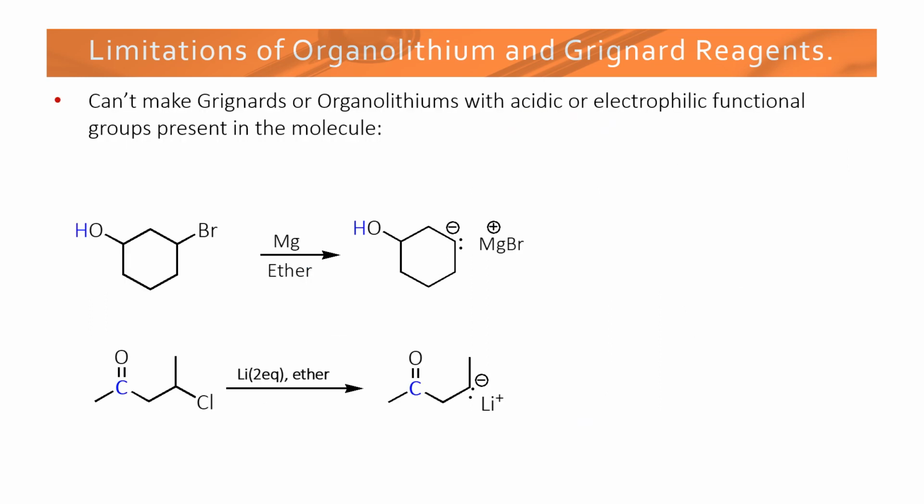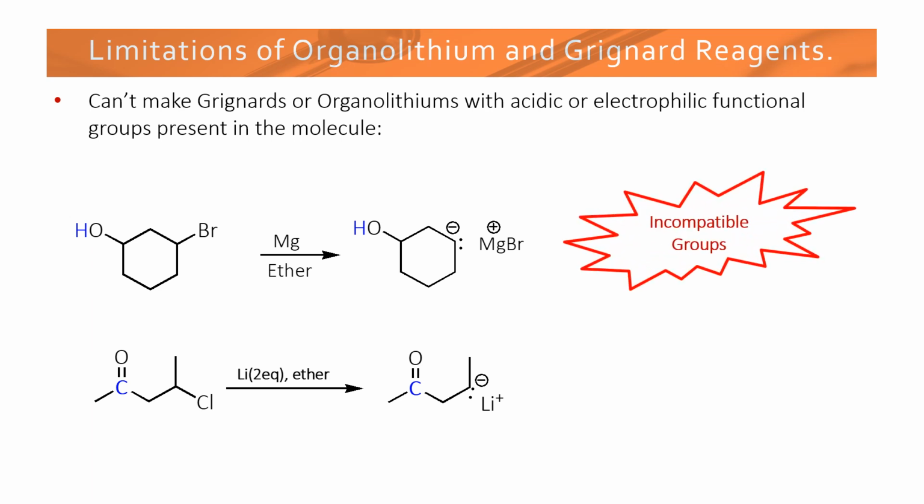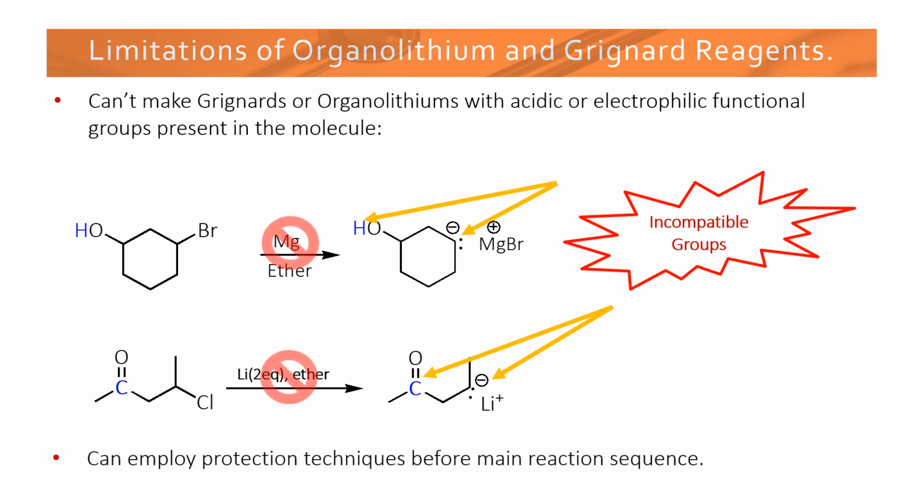For this reason, we cannot make Grignards or organolithiums with acidic or electrophilic functional groups present in the molecule. Acidic protons and electrophilic centers will kill our reagents and won't allow them to be generated in the first place. For this reason, we can employ protection techniques before main reaction sequences. And this will come up in another one of our lectures later on.